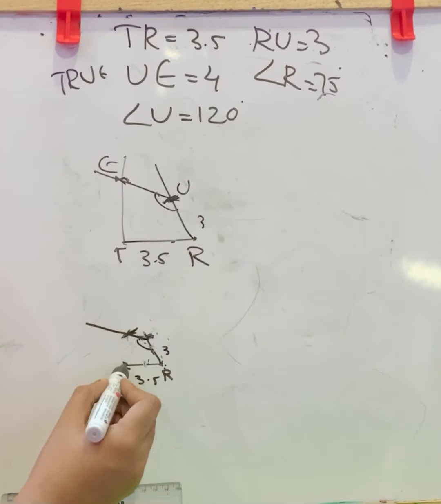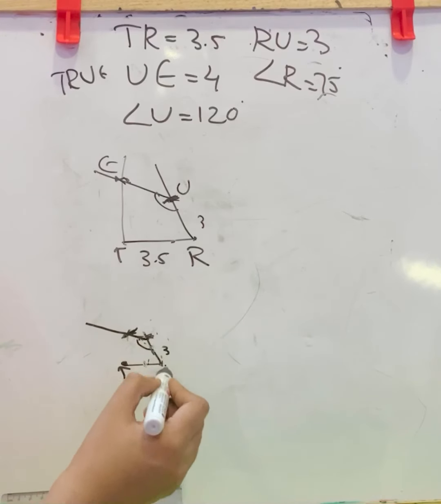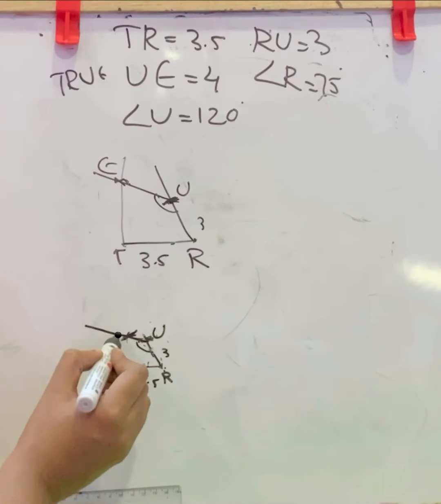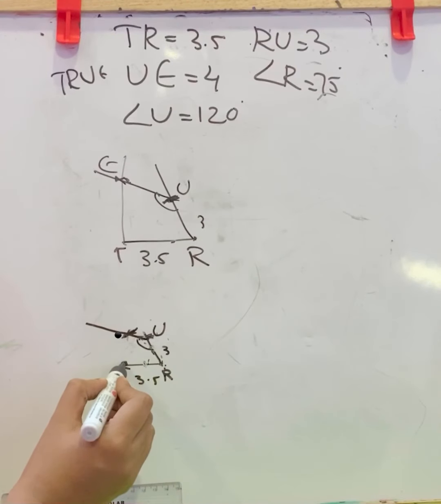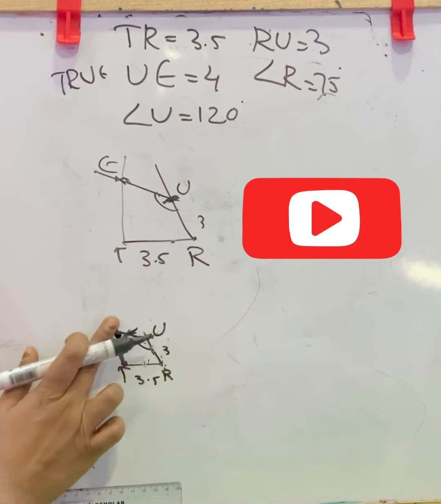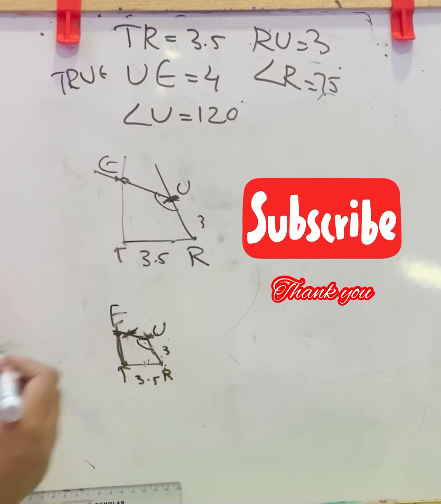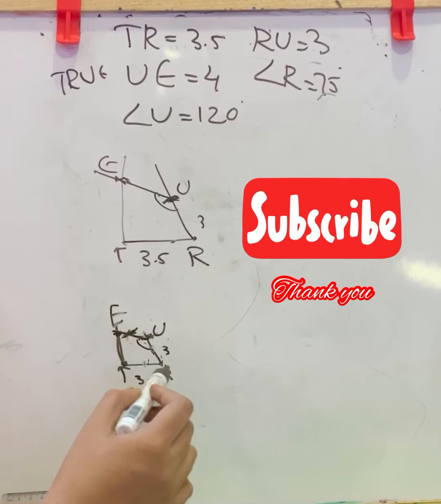Next, this is point T. This is R and this is U. Taking radius 4, that is UE equal to 4. So keep the compass on U and mark a point on this line with radius 4. From T, you can draw a line segment. The intersecting point will be E. So this is the quadrilateral TRUE.